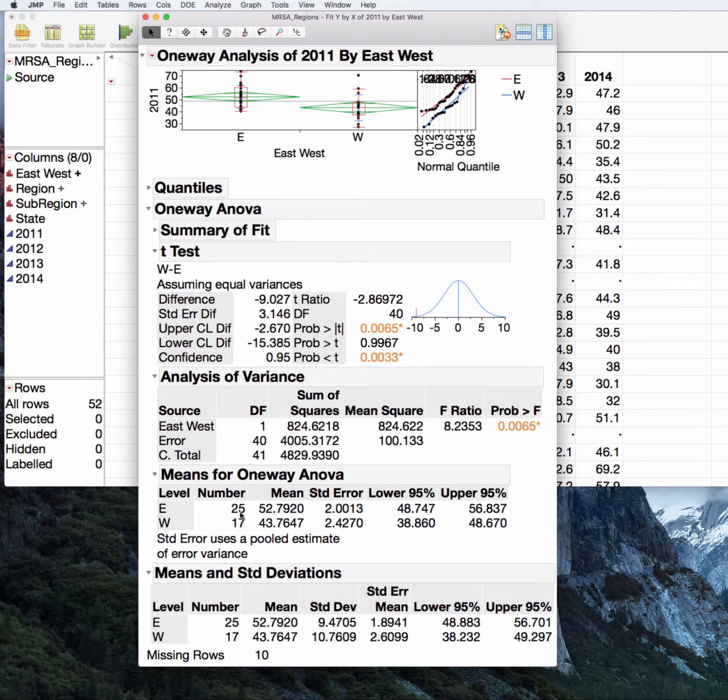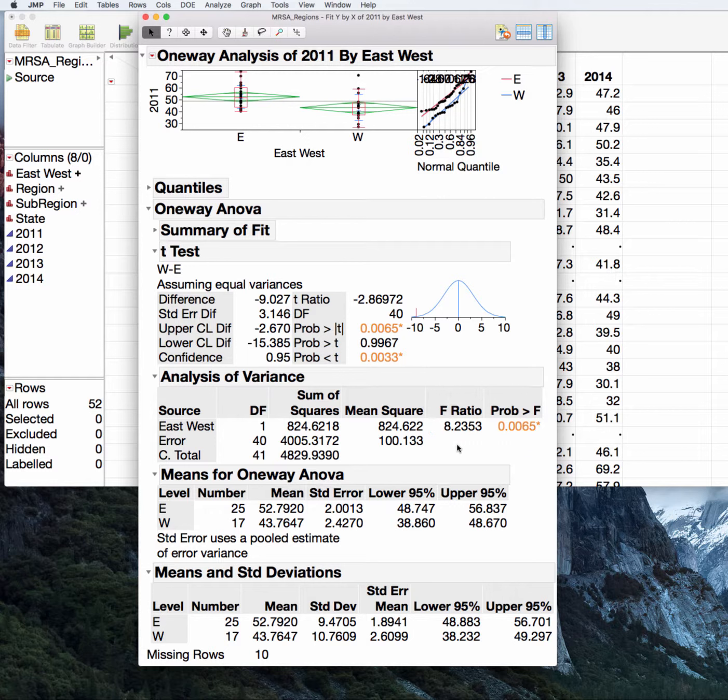If we had equal sample sizes in our groups, our standard error estimates here would be identical. But they are different because we have unequal group sizes. That's okay. What we want to do is look at our t-test results, or you can look at your ANOVA F-test results, and those are both right here.